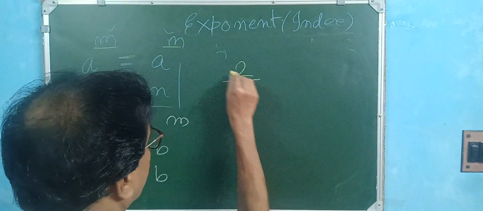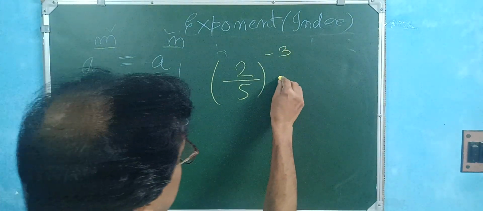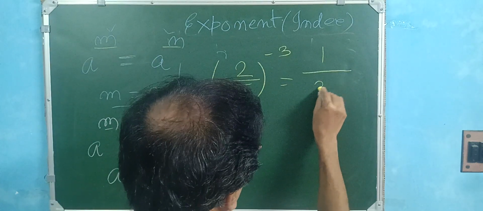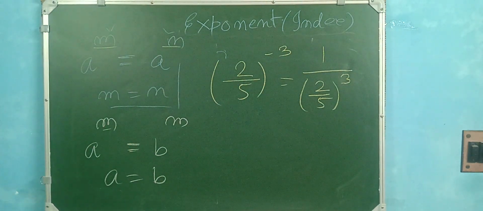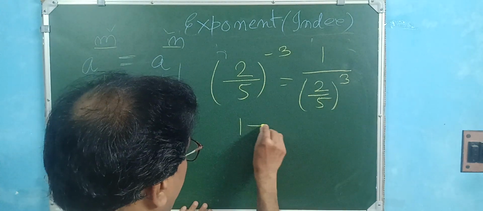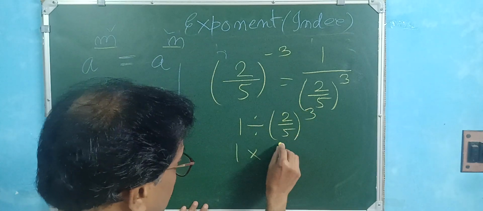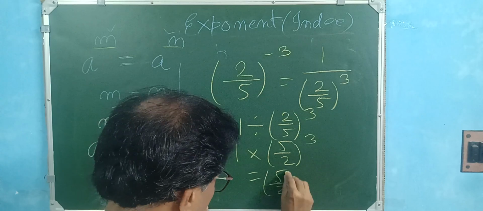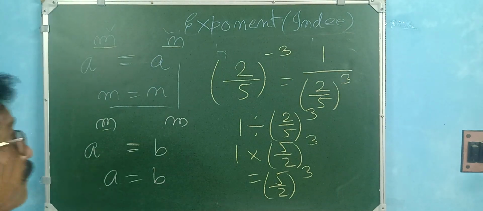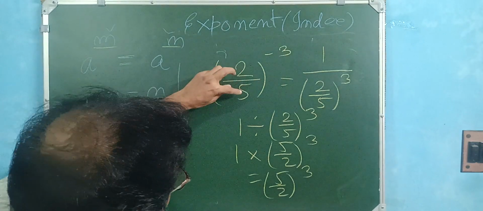2 by 5 to the power minus 3. So ultimately, minus means 1 by 2 by 5 to the power 3. So this is actually 1 divided by 2 by 5 to the power 3. So this is 1 into 5 by 2 to the power 3. So ultimately this is 5 by 2 to the power 3. This is a very interesting thing. Just directly, 2 by 5 to the power minus 3, just reverse, 5 by 2 to the power 3.